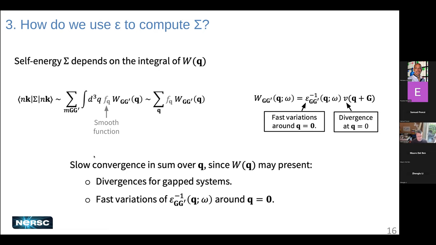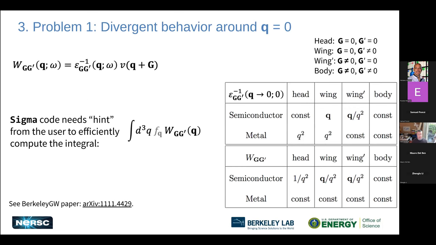And one of the things that we note is that this integral or the summation has fairly slow convergence in terms of the sum over Q, since W of Q may present divergence for gap systems, and also fast variation at and around Q equals zero, especially for nanostructured systems, as I'll show in a second. So one of the issues is the divergent behavior around Q equals zero. So W is a product of epsilon inverse and V. And V is the Coulomb interaction, so it's basically 1 over Q squared.